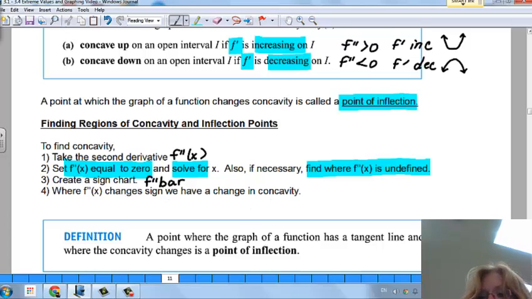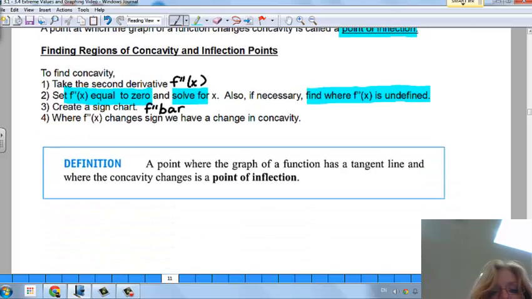All right? So let's look at this. Here's a definition: a point where the graph of a function has a tangent line and where the concavity changes is a point of inflection. So I'm going to draw this graph here to show you. Here we've been looking at critical points, so we're looking where the slope is 0. Right here would be a critical point, and right here, because the slope is 0, if this is my function f of x, excuse me, not f prime, but f of x. All right, this is our function f of x.